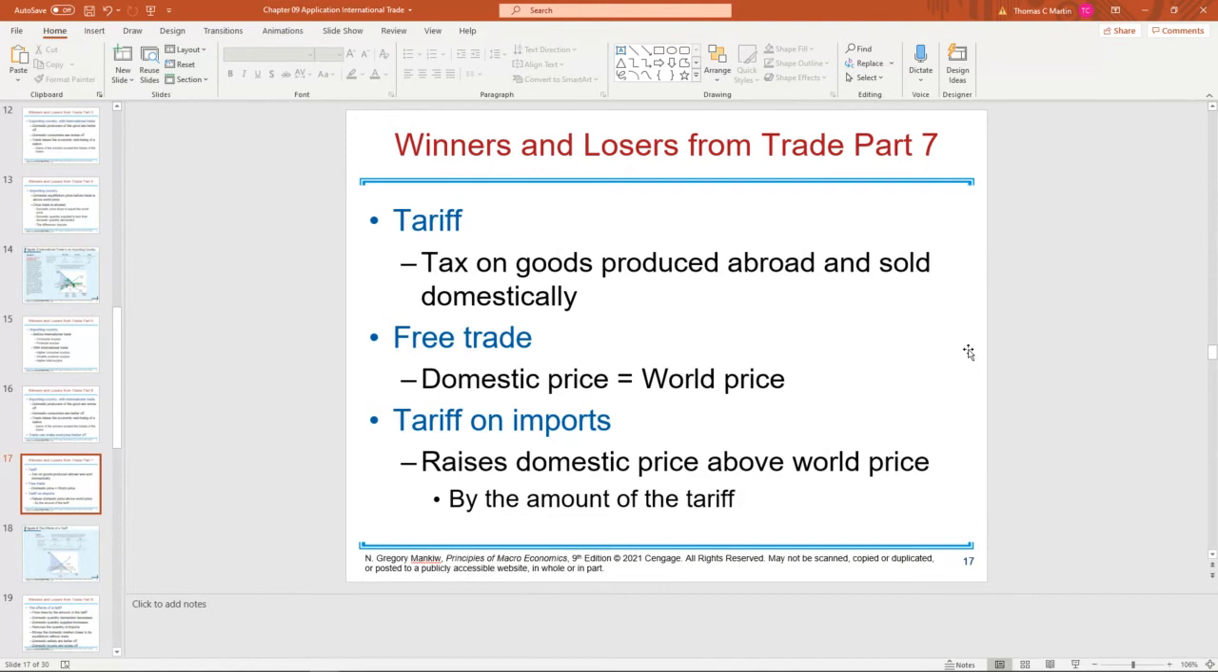Now, free trade, that means the domestic price is the world price. As you see in the European Union, there's a world price, but that's outside of their group. But within their group, in their own little world, anything produced in any of those countries is considered domestic. And that would be the EU price. A tariff on imports raises the domestic price above the world price by the amount of the tariff.